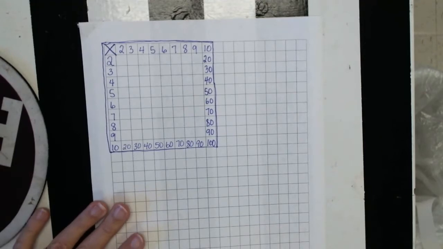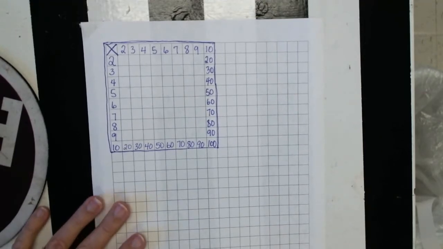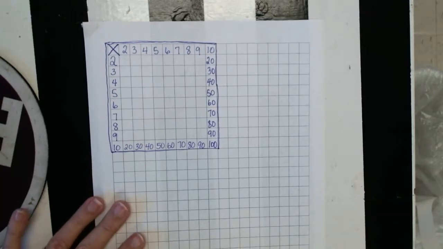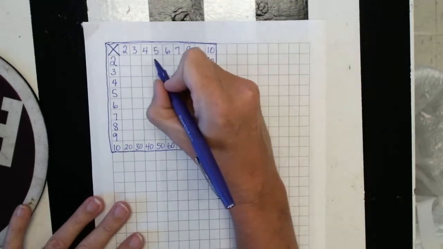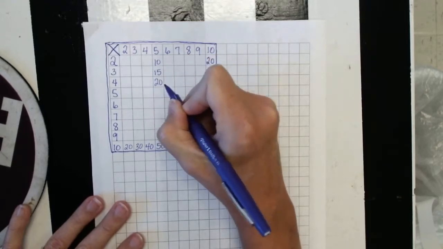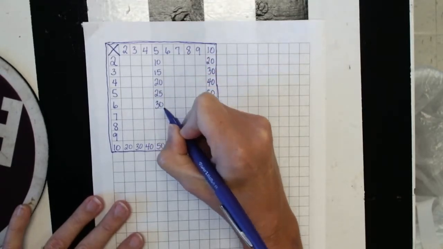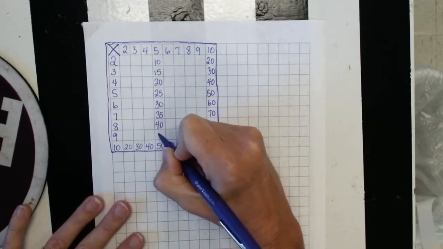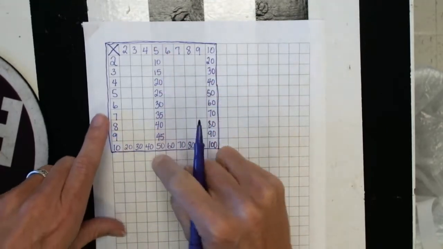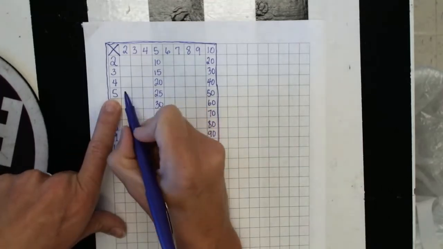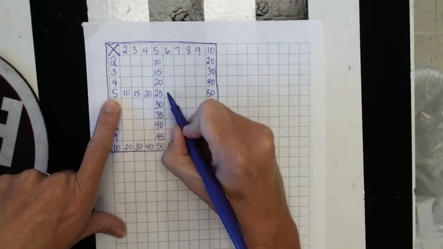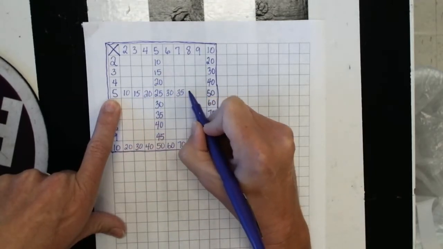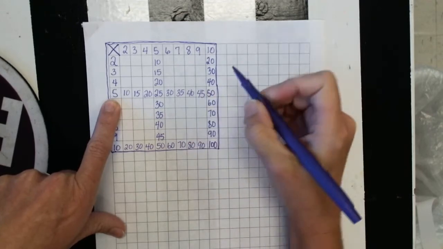Okay. Our next step is to do what I call make a window. We're going to make our window by completing our 5s facts. So we're going to skip count, or count by 5s, to do that. We're going to think 5, 10, 15, 20, 25, 30, 35, 40, 45, and 50. Once I go down, I find my multiples of 5 over here, and I fill them in going across. Again, 5, 10, 15, 20, 25, 30, 35, 40, 45, and 50.